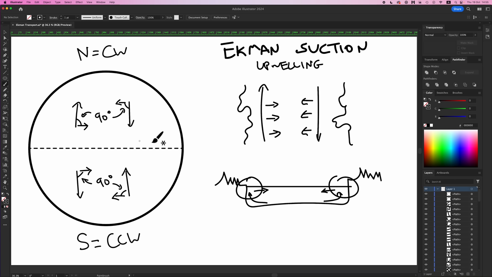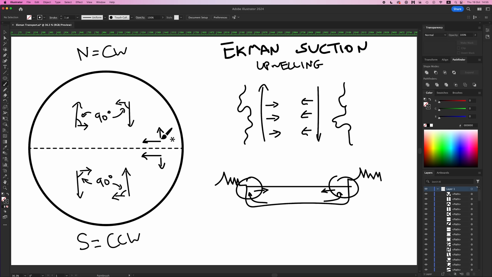For example, along the equator, we expect winds to go to the west, the trade winds. Following our rules from before, northern hemisphere, clockwise with respect to the flow, so that's 12 o'clock, 1 o'clock, 2 o'clock, etc. Water's going this way. Southern hemisphere, counterclockwise, 12 o'clock, 11 o'clock, 10 o'clock, etc.